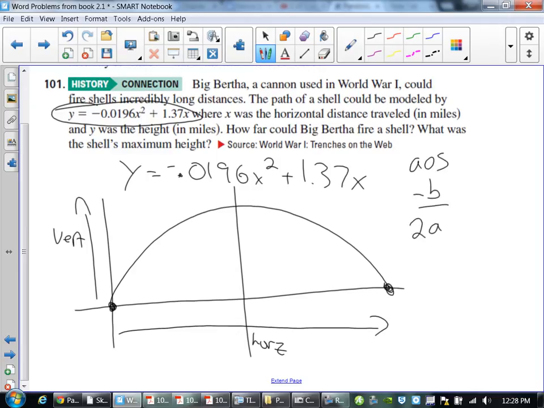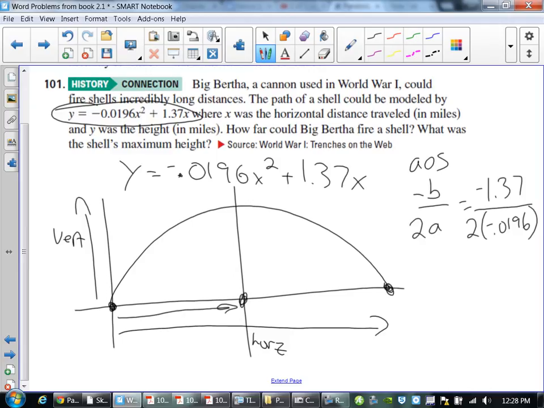Well, I can do this. I can take the opposite of b, which is negative 1.37, and divide it by 2 times negative 0.0196. That's going to give me the x coordinate here. When I do that, that tells me the halfway distance of x. So how would I figure out how far it would go? Just double. I would just double that.